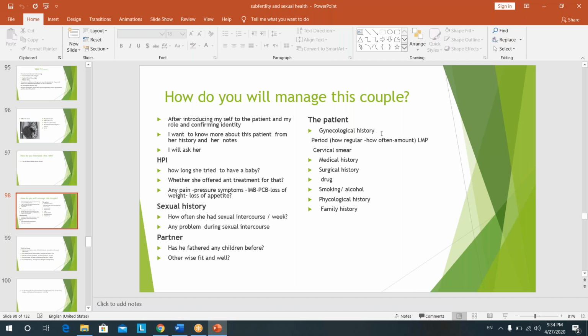Then go through the patient's history. Ask her about her period, whether it is regular, how often, when was the last menstrual period, her cervical smear, and her medical history. Is she following with her GP for any medical problem, any surgery before? She may have had surgery because she has a fibroid uterus, like myomectomy. Whether she has any drug allergy, whether she uses any drug, smokes, or drinks alcohol. Psychological history may also be important here, because subfertility may affect her psychological health. Any family history.